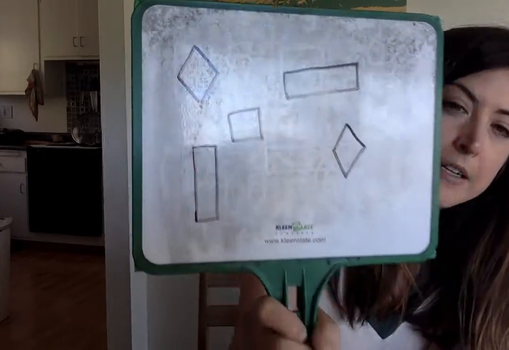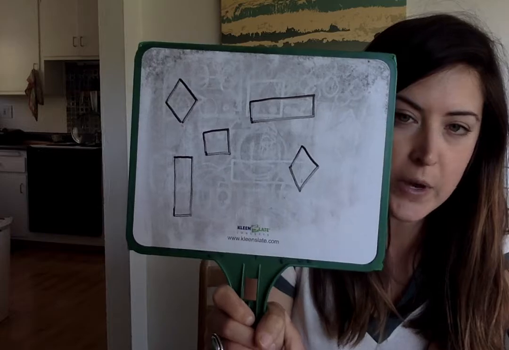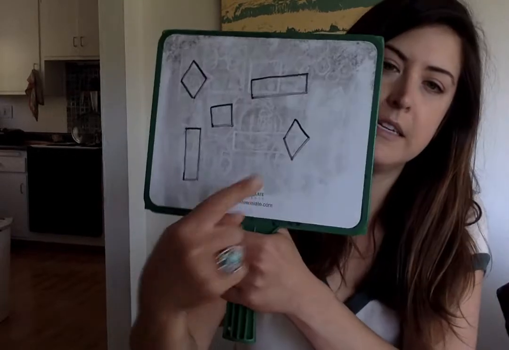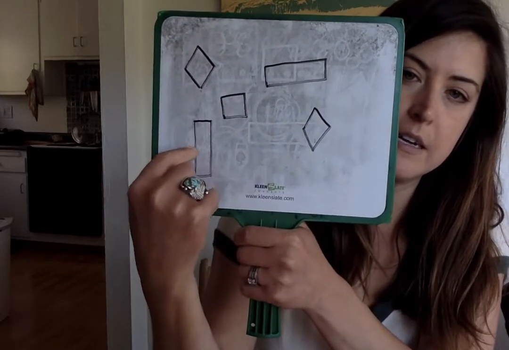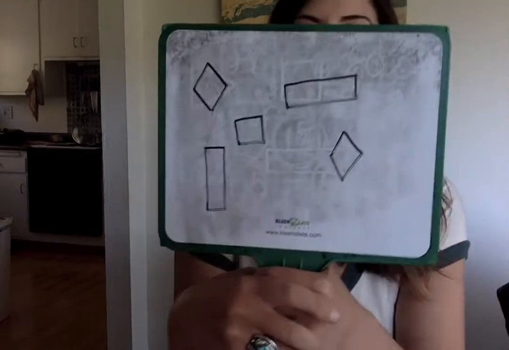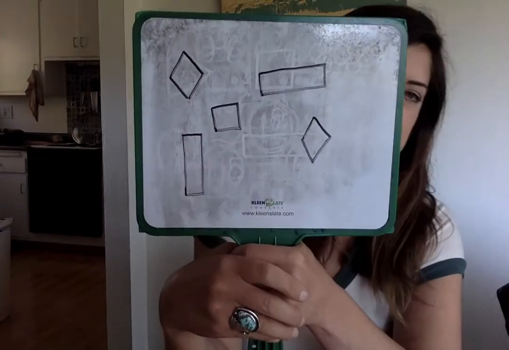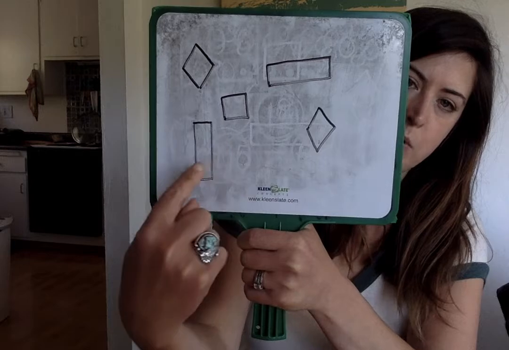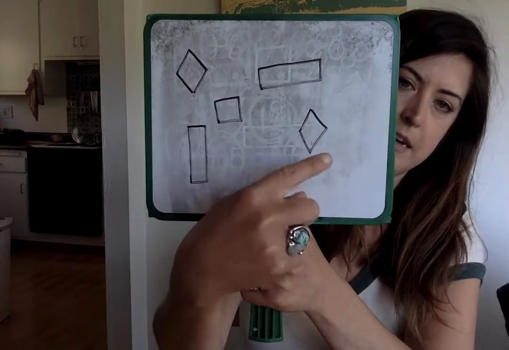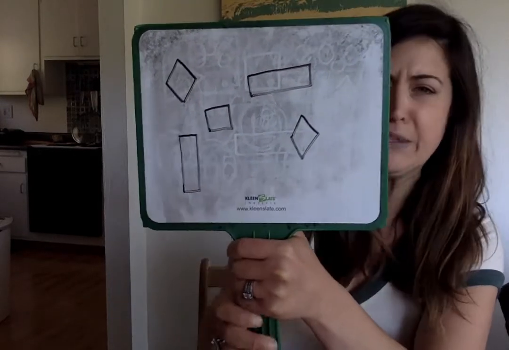Was my rule to only draw squares? No, this is not a square. This is not a square. There's only one square. Was my rule to only draw rectangles? No. These two are rectangles, but these are not. Can you guess my rule?